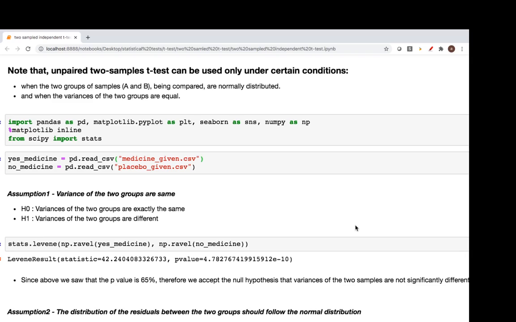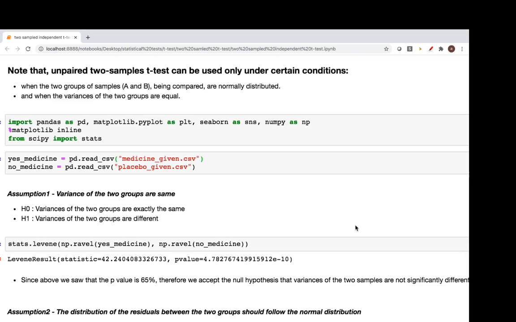Another example is, suppose there are two different organizations, maybe Facebook and Microsoft, and we want to understand how much they pay to their data scientists. So here, mean salaries of data scientists in these two organizations could be compared.